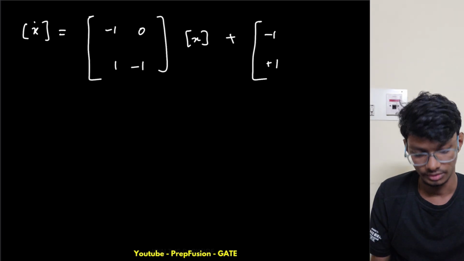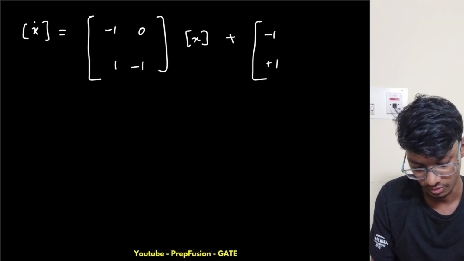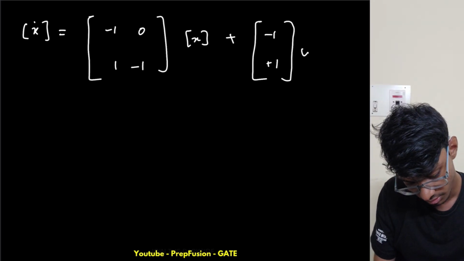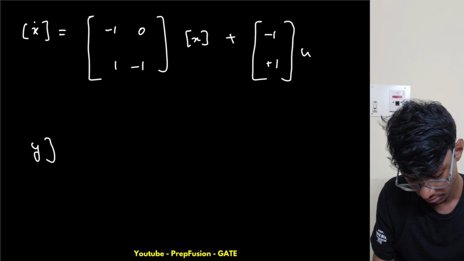So now, what do I see? If I just check the options, so this is into u, and what is my output equation?